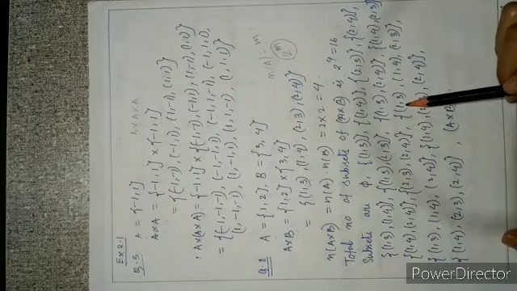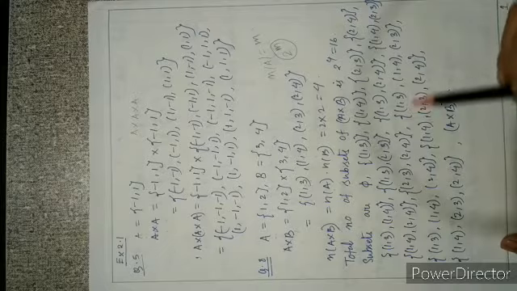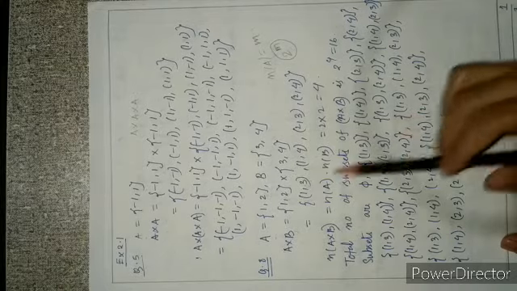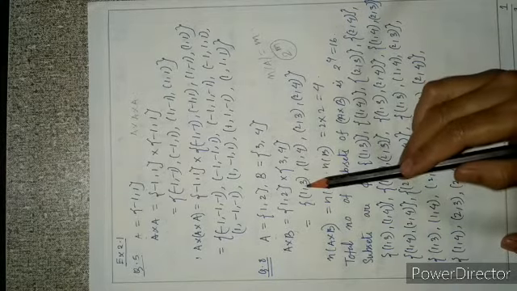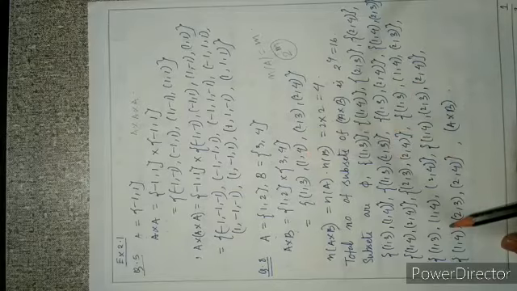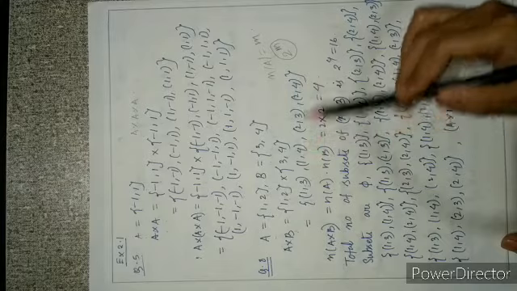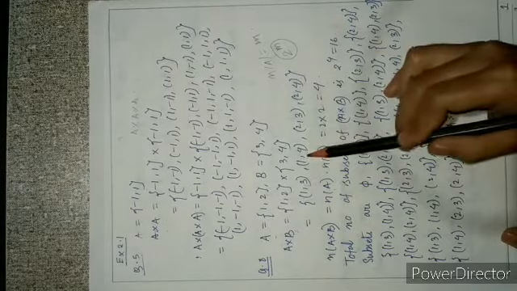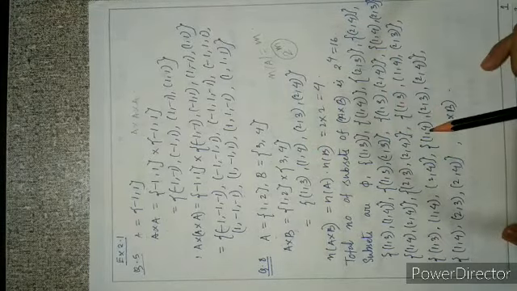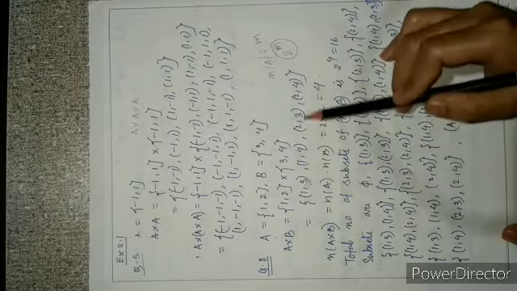Then write all the subsets formed from any three ordered pairs. The combinations are first, second and third; first, second and fourth; second, third and fourth; and last, first, third and fourth.